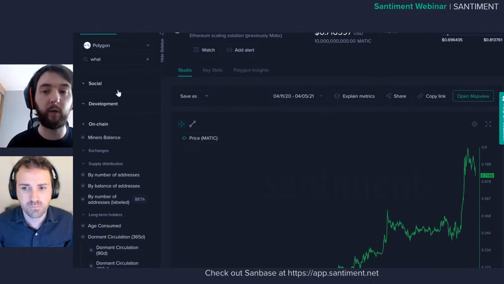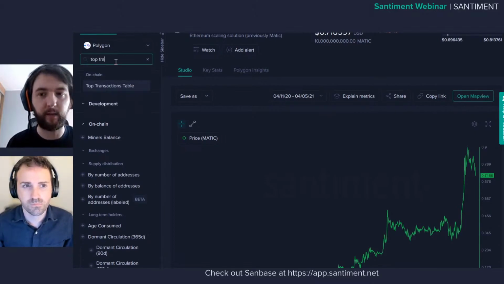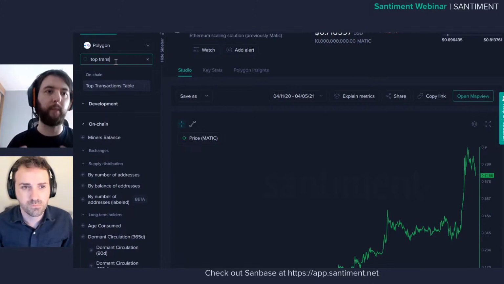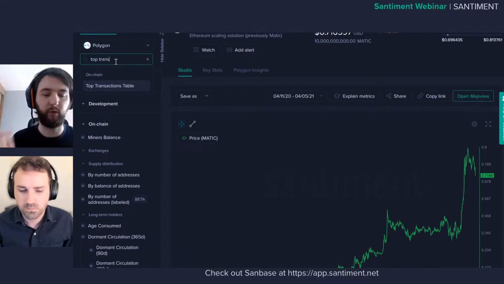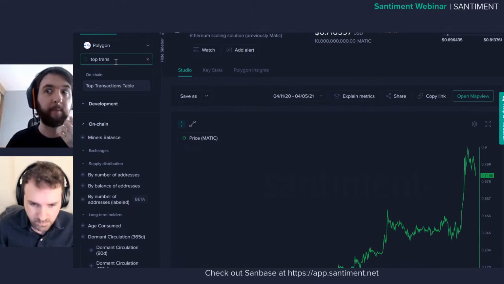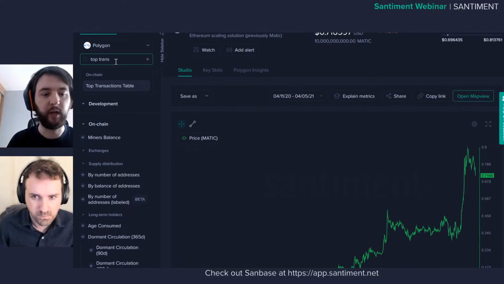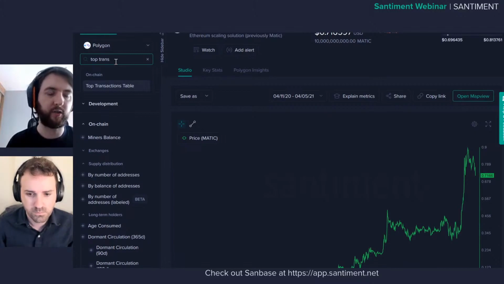And then finally, we are going to look into top transactions. Now, this is where we go from mega meta, looking at network-wide metrics like whale transactions and supply distribution, to very granular analysis. So we're going to look into specific address activity.